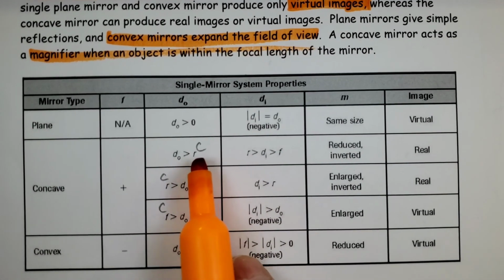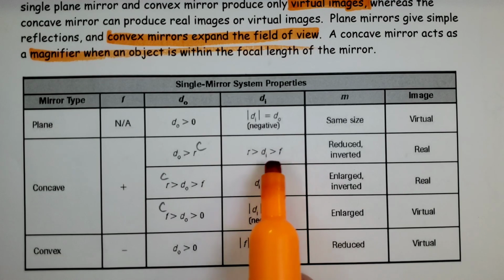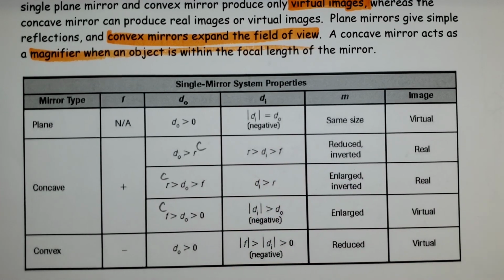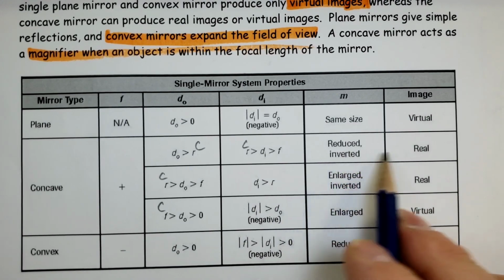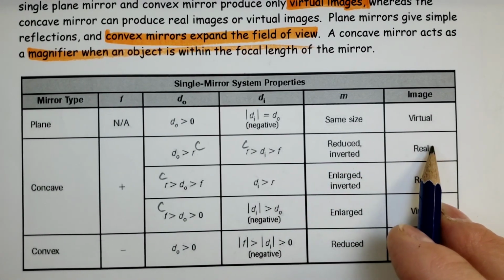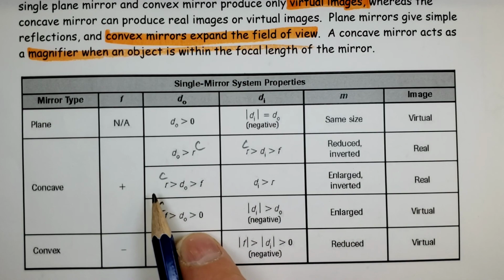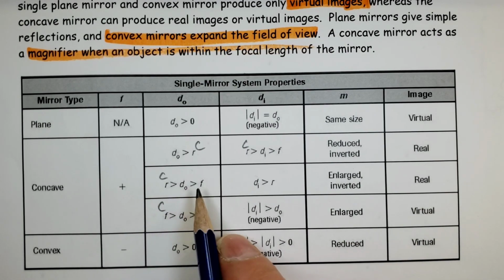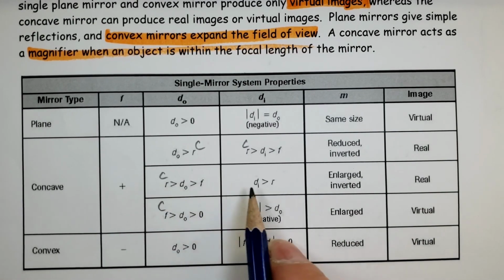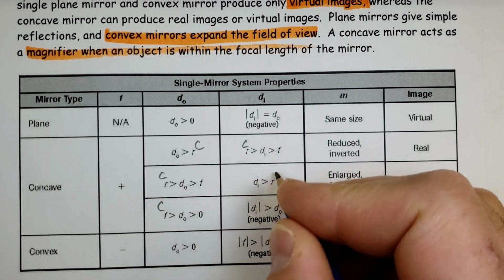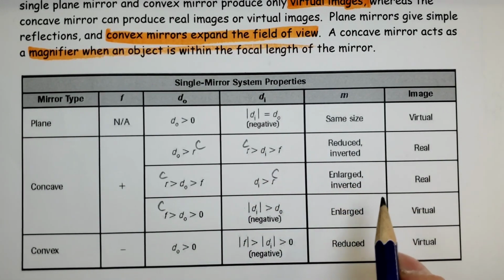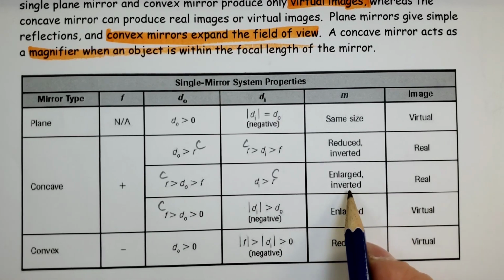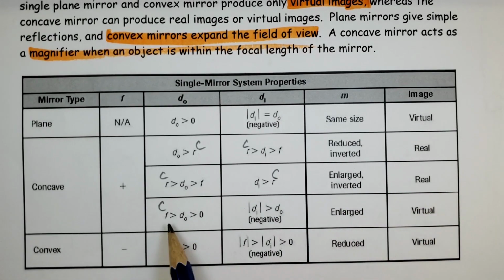But if we look at when it's beyond C, the image will be in between the focal point and C. It's going to be reduced and inverted, and it's real. You can pick it up on a piece of paper. You can see it. If we're placing it in between F and C, the image will be beyond C. It'll be larger, but it's also upside down or inverted compared to the object, and also real.